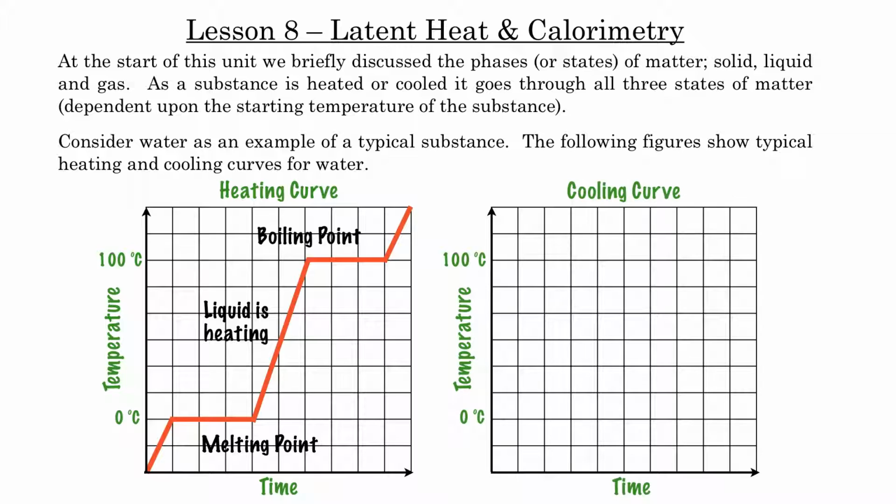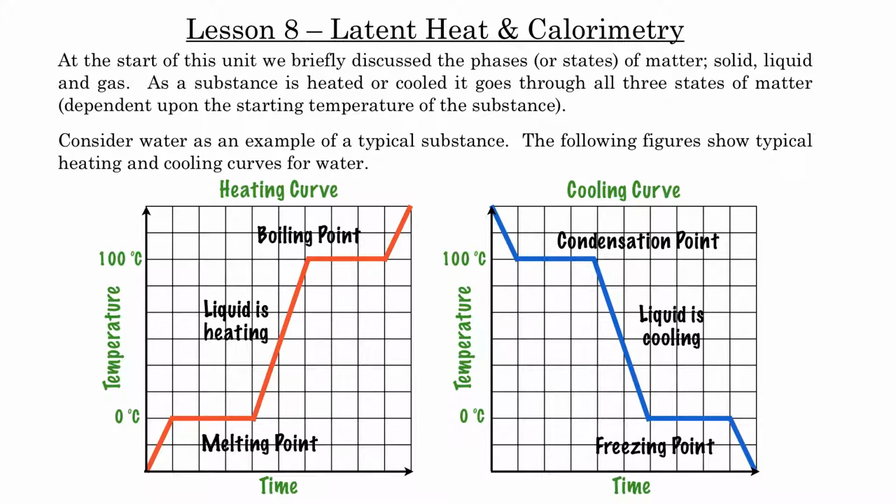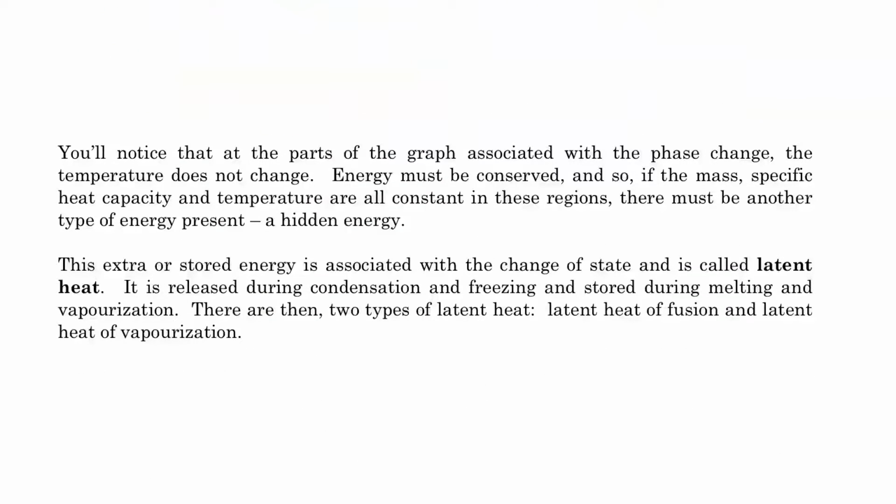We could also show you a cooling curve, and a cooling curve predictably looks the exact opposite to the heating curve, except this up here we of course call the condensation point, right? So it's where the steam condenses into a liquid. Here the liquid cools off during this middle section, and down here we don't call it the melting point, we call it the freezing point. But again, you've got these same plateaus. So these give us a hint about something. Basically we notice that those two parts of the graph that are associated with phase change, the temperature doesn't do anything.